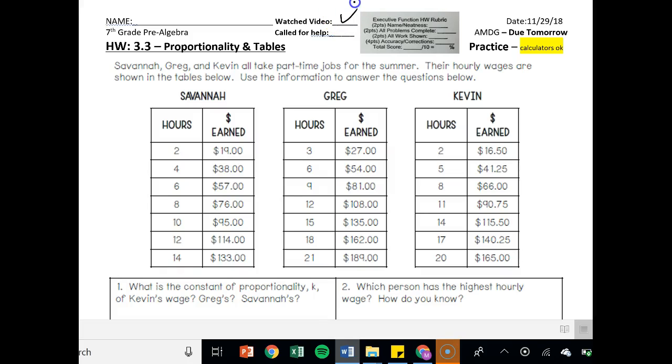You watch the video, go ahead and put a check mark. It's a practice homework. Calculators are okay. It's due tomorrow. So it says Savannah, Greg, and Kevin all take part-time jobs for the summer. Their hourly wages are shown in the tables below. Use the information to answer the questions below.